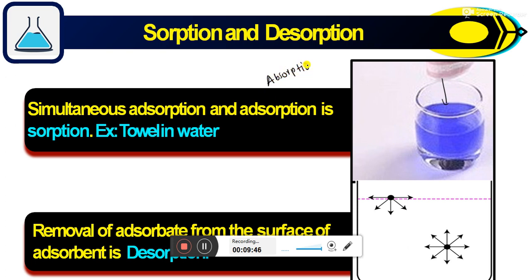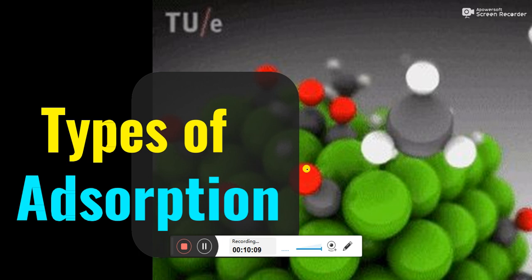The process of removing the adsorbate, the process of removing the gas molecules, is called desorption. Deabsorption also you can call, no problem. Desorption is the removing of the gas molecules from the surface. Let's see the types of adsorption.